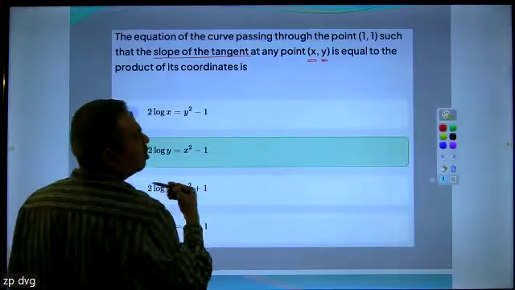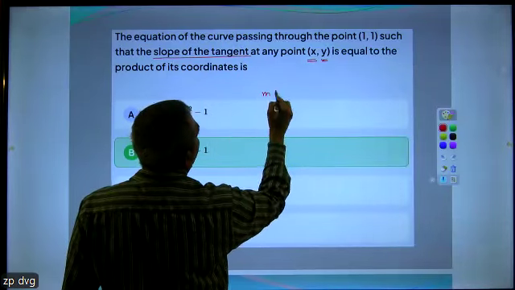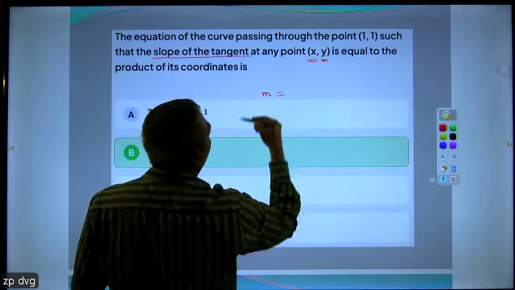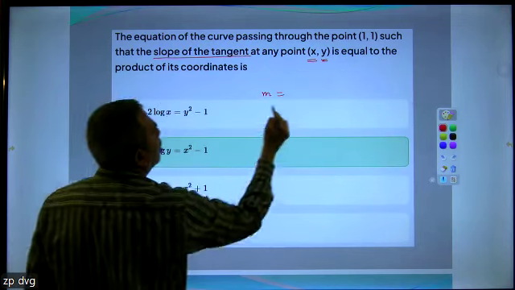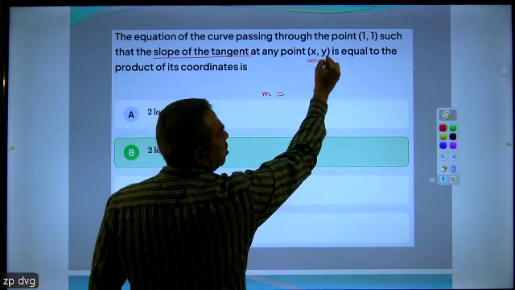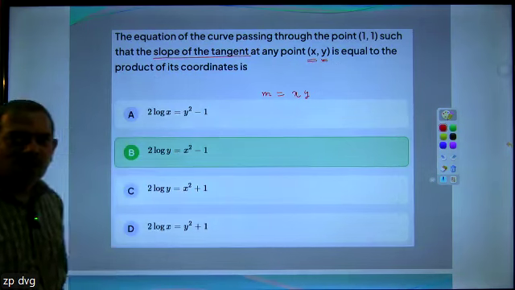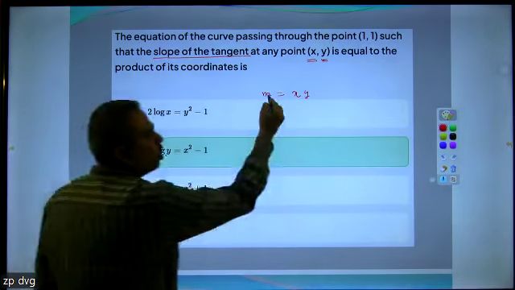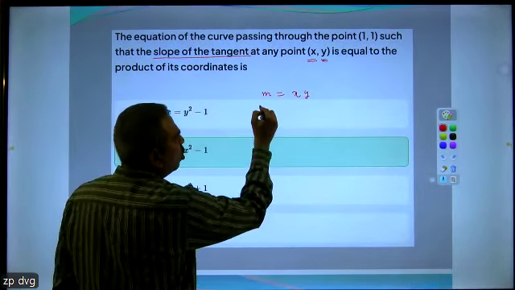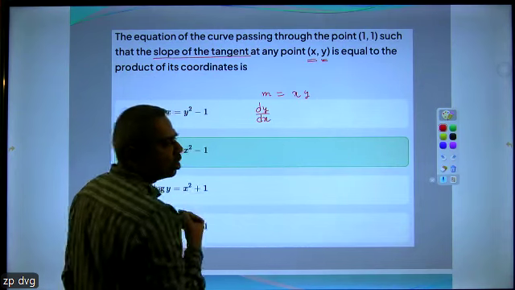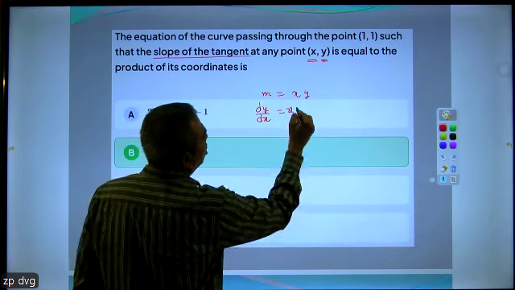So what is the meaning of slope of the tangent? It is nothing but m. So m, the slope of the tangent at any point, is equal to the product of its coordinates. x is the x coordinate, y is the y coordinate. Product of the coordinates means it is x into y. Now what is m called? Slope. How to represent the slope in differential form? It is nothing but dy by dx. This dy by dx itself is the slope, and this is nothing but x into y.